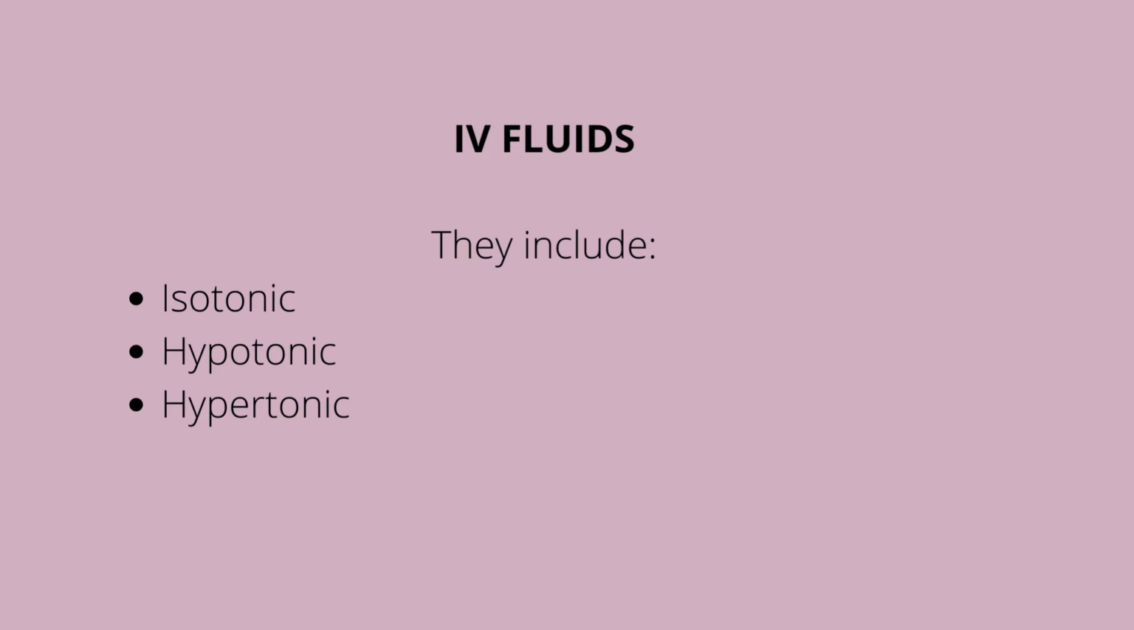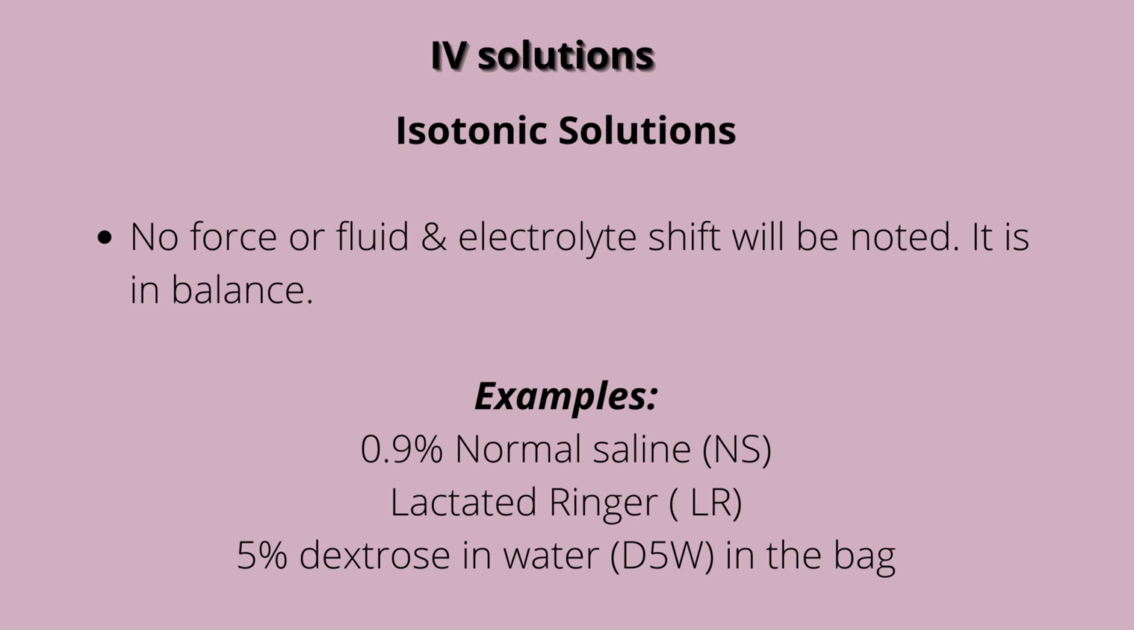Lastly, in this video, we're going to talk about our IV fluids, our intravenous fluids. And with our intravenous fluids, we're going to talk about isotonic solutions, hypotonic solutions, as well as hypertonic solutions. So let's start with isotonic solution. An isotonic solution is a solution which is in balance. When I say in balance, the solution is the same concentration as our body fluid. So there will be no force or fluid or electrolyte shift. And we normally use this to treat vascular system fluid deficit because it's the same as the body. We just need to expand that volume.